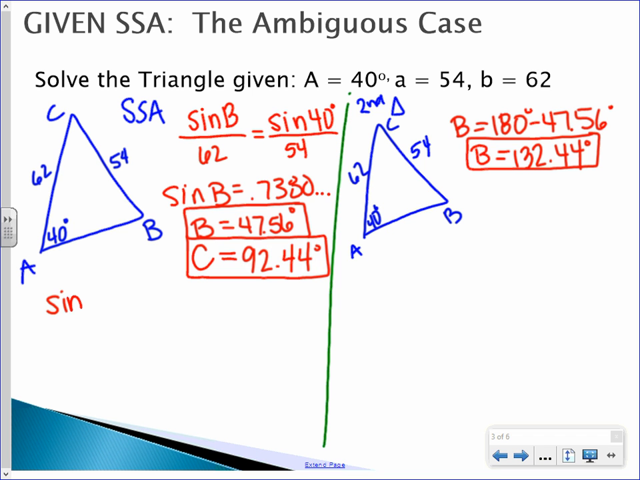So the sine of 92.44 degrees over side C is going to equal which pair of angle and side would I want you to choose for the ratio on the other side? I would want you to choose A, because that's the pair that has the most given information. So sine of 40 degrees over 54. We worked with solving these proportions yesterday. Please cross multiply in your calculator.